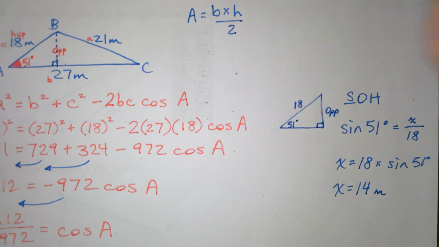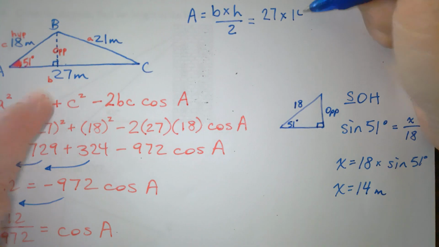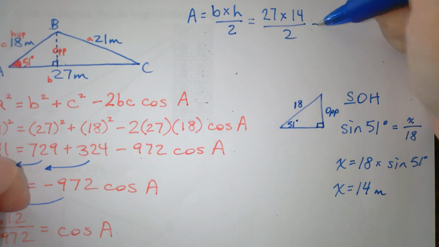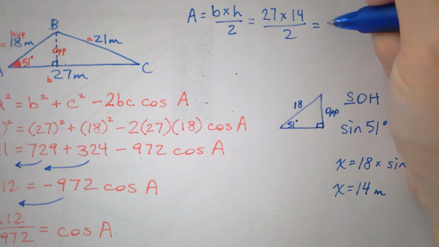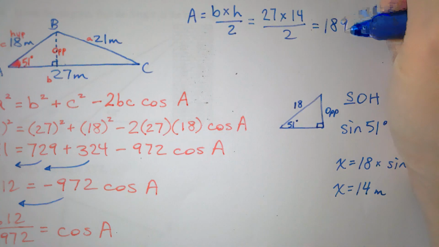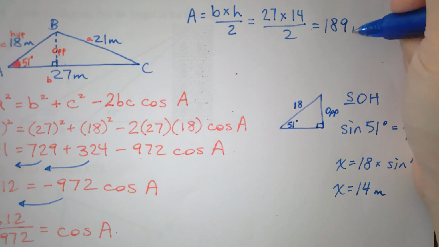So now I can use the base times height divided by 2. I know my base is 27. I know the height is 14. So 27 times 14 divided by 2, 189. What's my unit? Meter squared. Meter squared area.